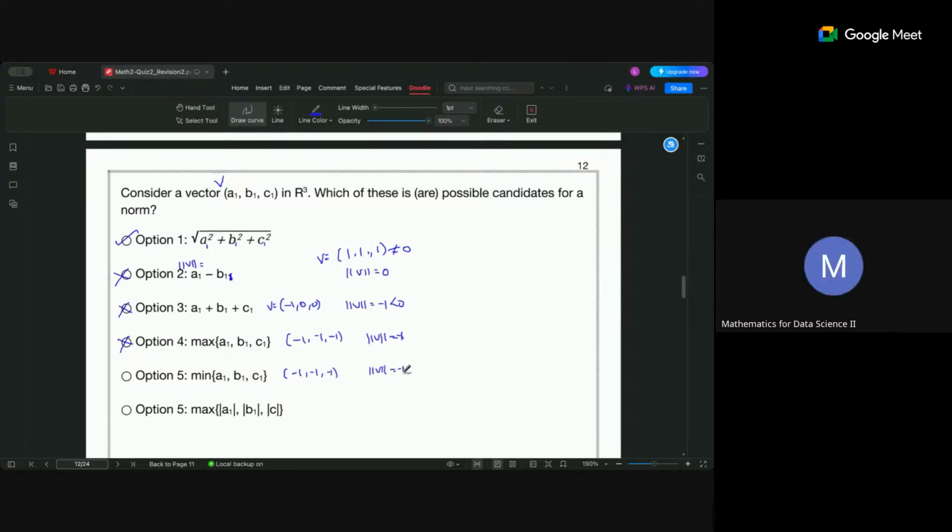The same. Again, not possible. What about the last option? So this is possible, option 6 actually. Okay, so this and this you can verify.